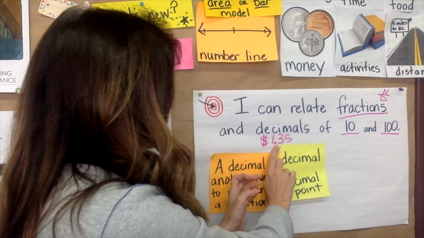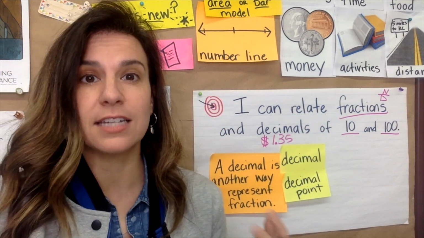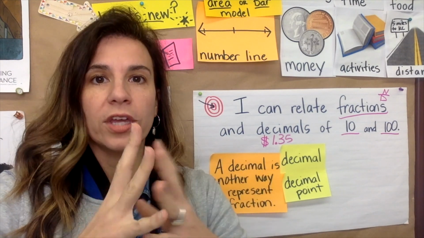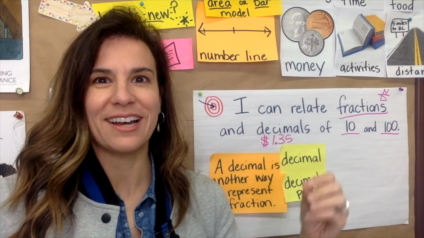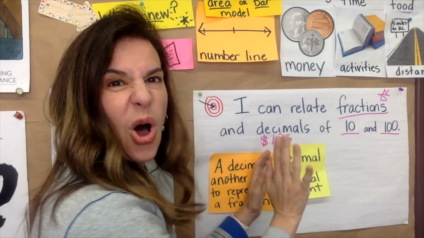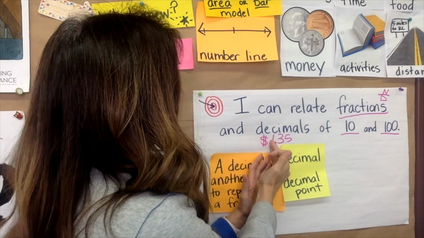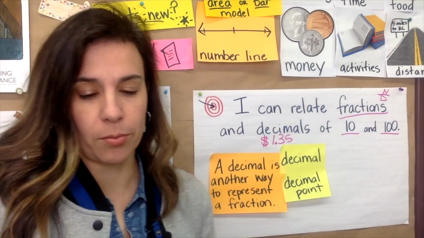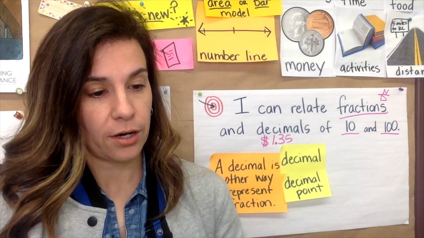So that's this period, that dot there, that's the decimal point. It tells us which side is less than 1 and which side is more than 1. So this side of the decimal point is always going to be less than 1, and this side is always going to be whole numbers, 1 or greater.